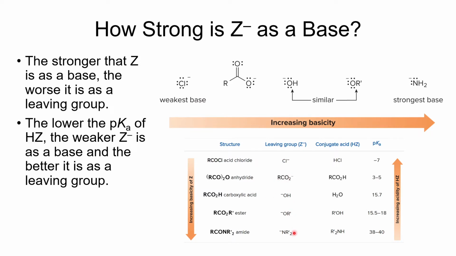And then as we go down the list, this one down here at 38 to 40, that one is not a great leaving group, because this is not a very strong acid. And since that's not a very strong acid, in fact, it's a pretty lousy acid, that means that this is a really, really poor leaving group. All right, so the weaker the acid here, the stronger the other thing is as its conjugate base, and the worse it is as a leaving group.